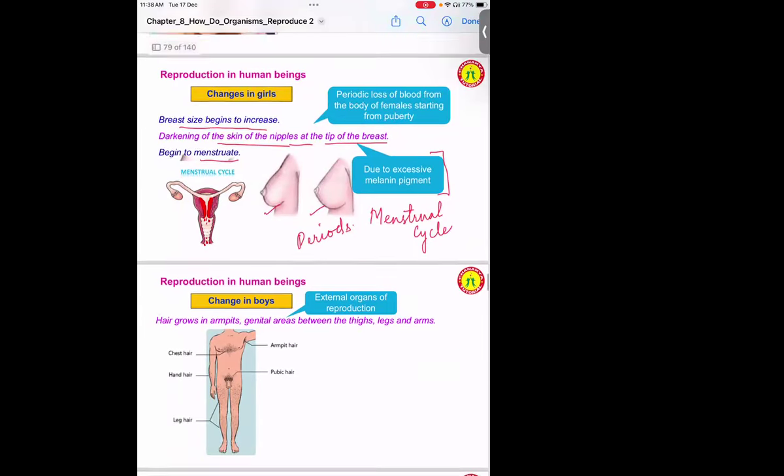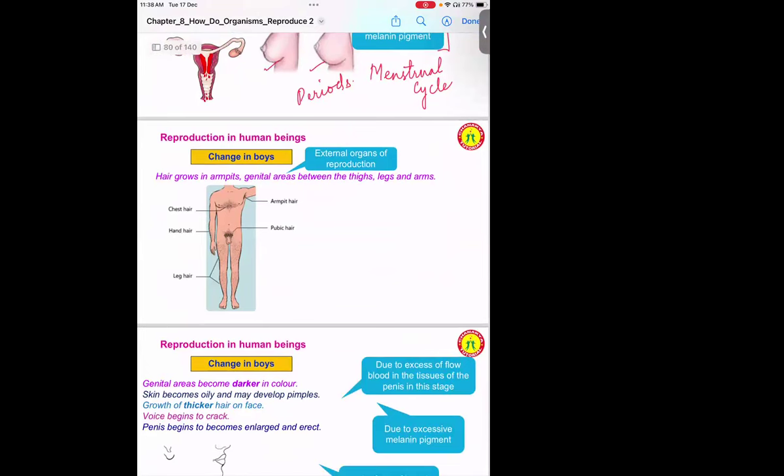of the female. Now, coming to the changes in the boys, they will also have hair growing in the armpit. They will have genital hair growth. Here in the private area, pubic hair will start growing, and all over the legs and hands also, the hair will start growing. Then their genital area also becomes darker.